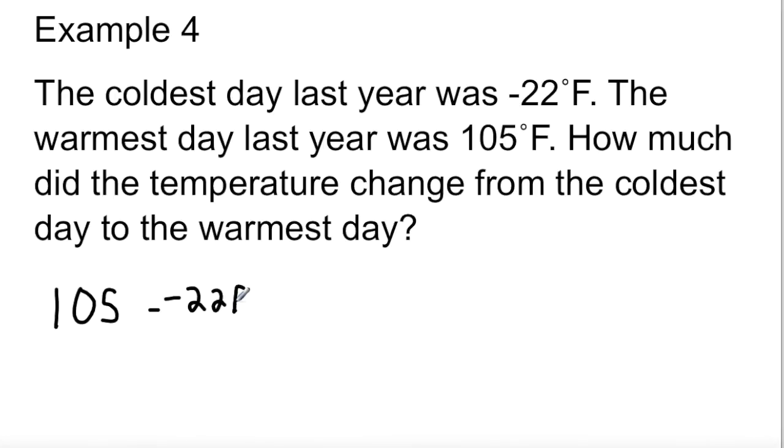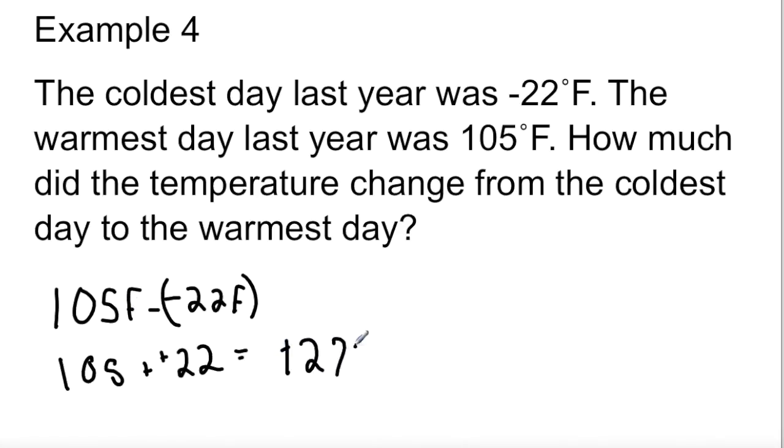All right. Now, in this example, we have minus a negative, and if you remember from our integer work prior to this, we're actually going to turn this into 105 plus positive 22, and we're going to see that the temperature change between the coldest day of negative 22 degrees Fahrenheit and the warmest day of 105 degrees Fahrenheit is 127 degrees, and that represents our change.